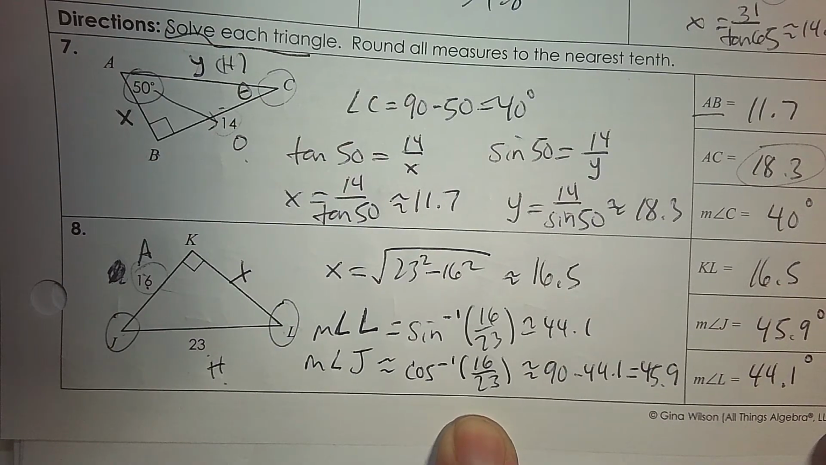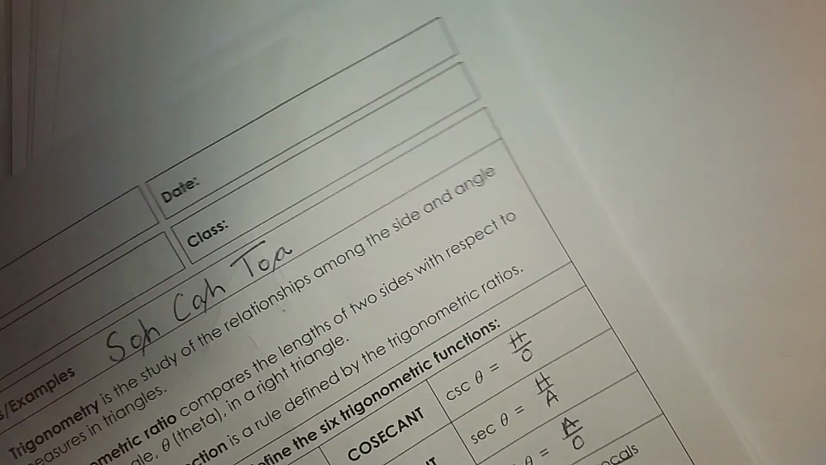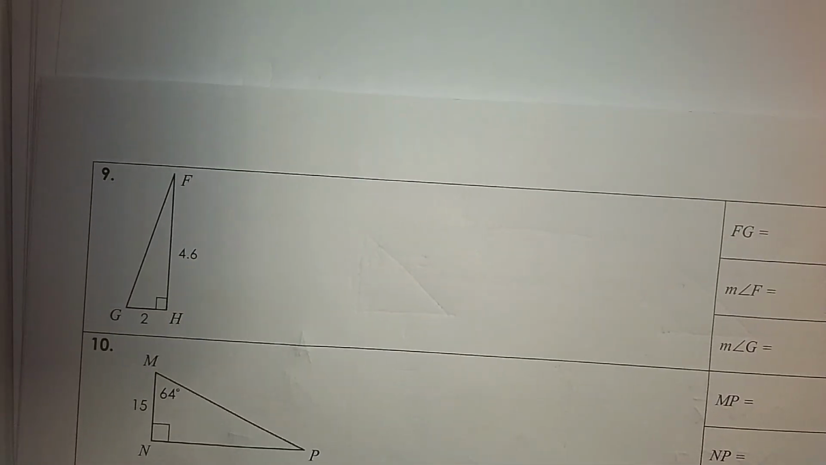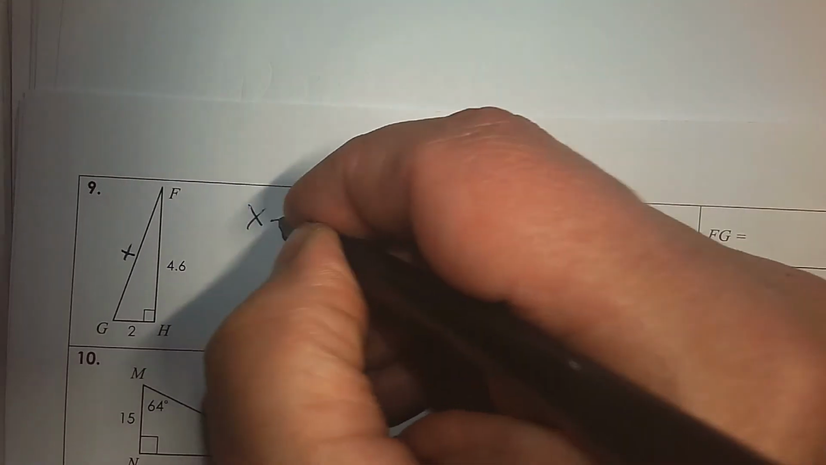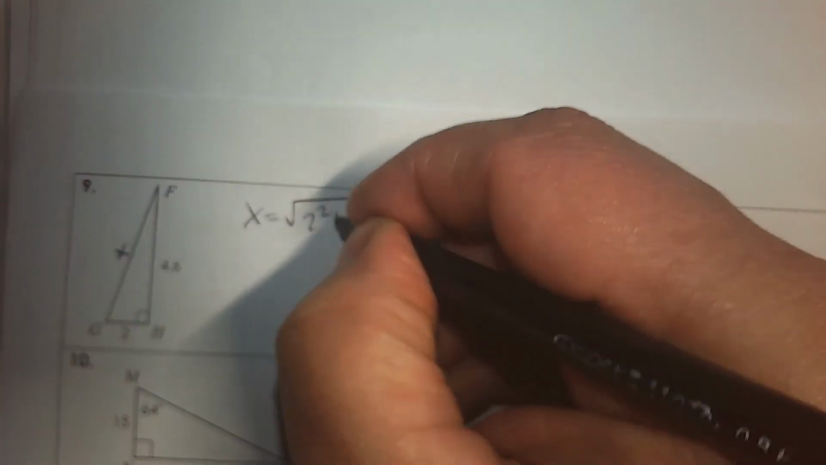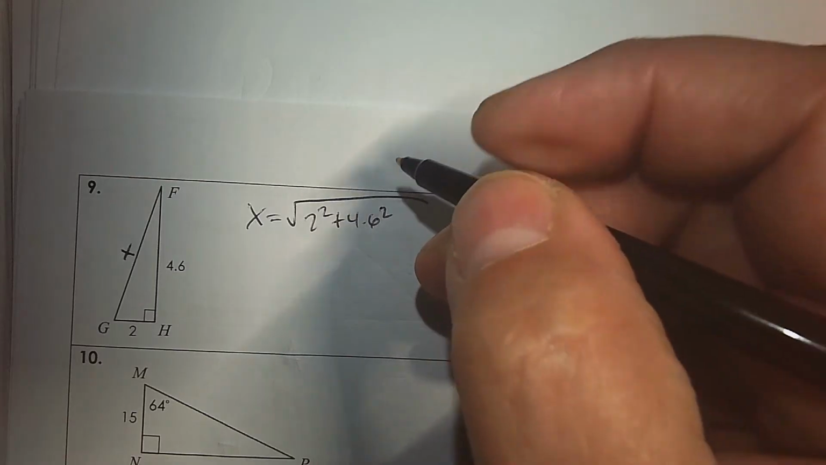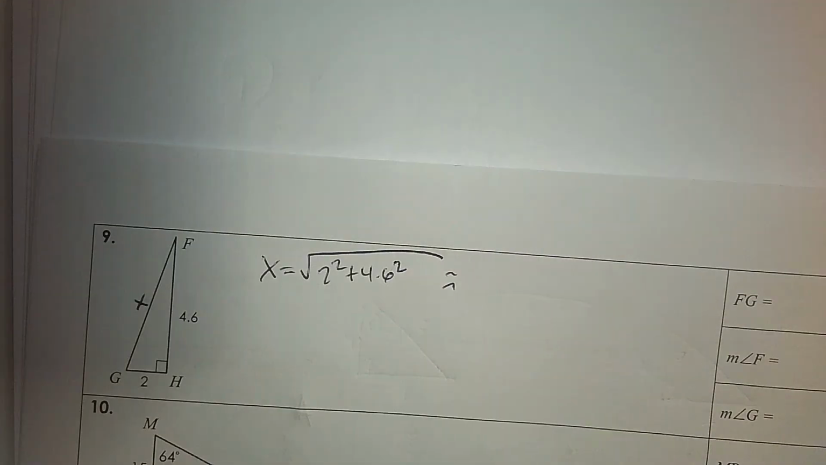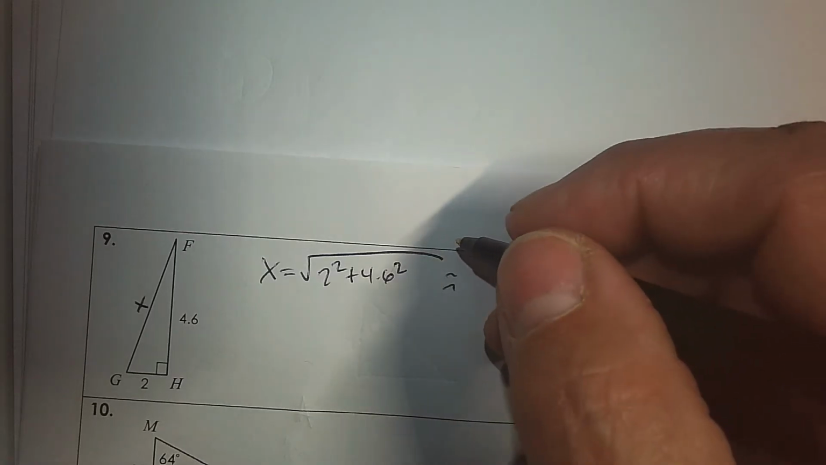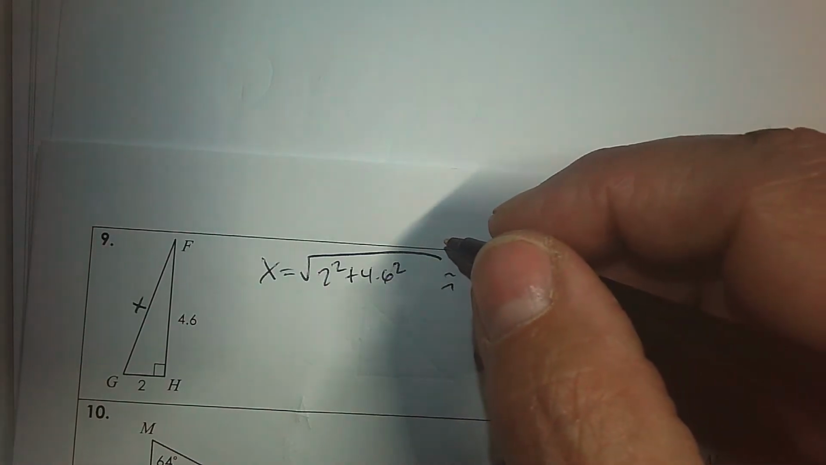All right, turn the page. Solve for this triangle. F to G is the hypotenuse. So if I want to solve it, it's the square root of 2 squared plus 4.6 squared. Use your calculator. You can always press pause if you want to use your calculator first. But that answer is about 5.